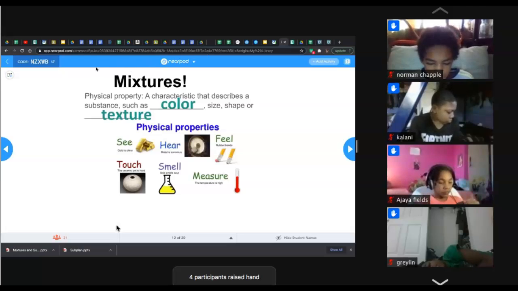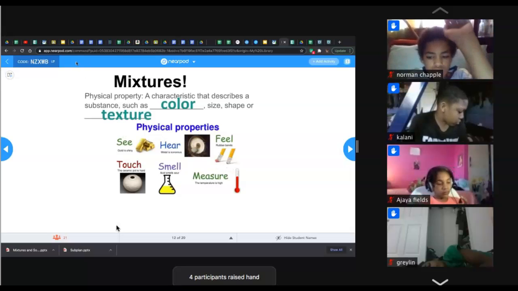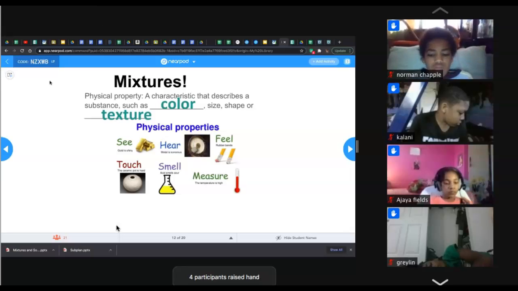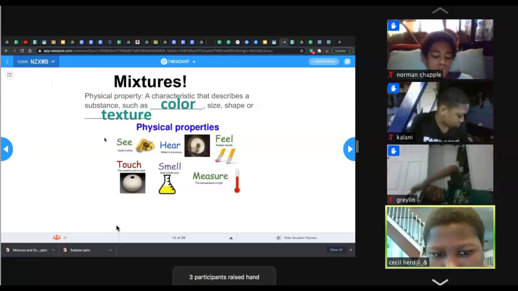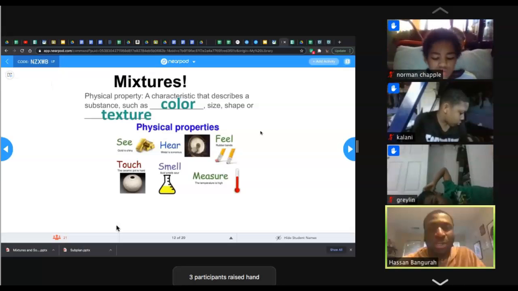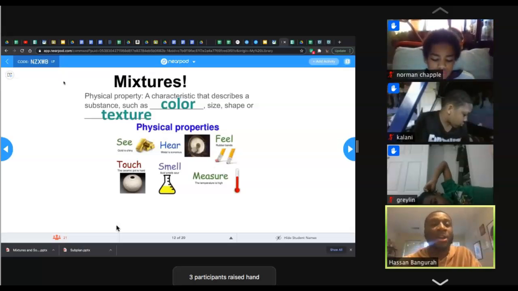Physical properties are a characteristic that describes a substance, such as color, size, shape, or texture. Beautiful reading, right? So we have to think about the physical property. All those things matter, and also thinking about the size of the particle or the object.